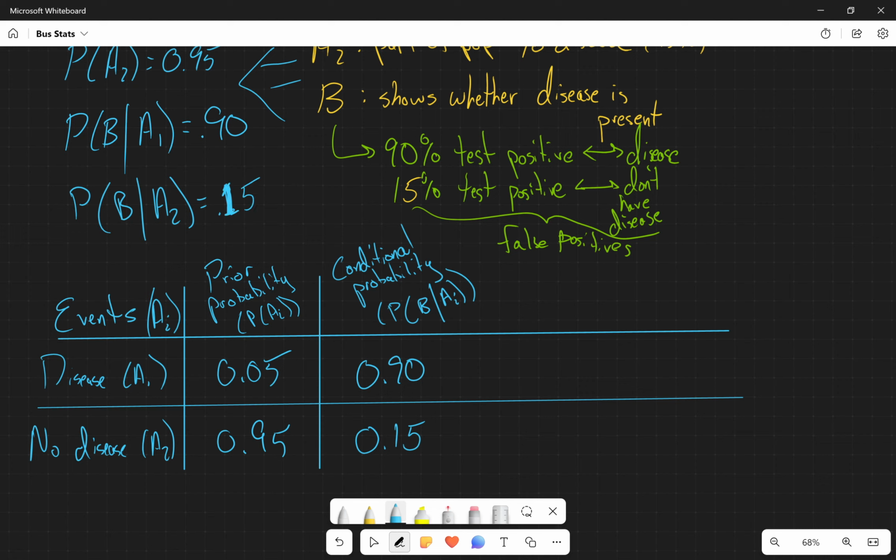So these two things, the conditional probabilities, do not need to sum up to 1. My brain just attempted to do that, and it's incorrect. So the false positive is actually 15%, not 10%.